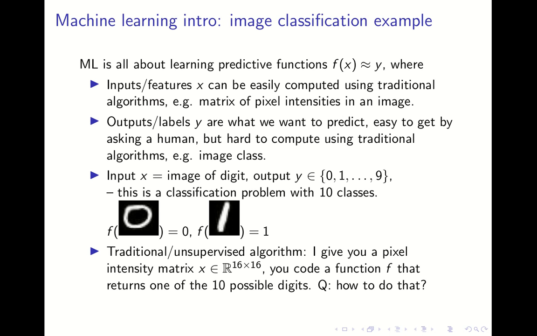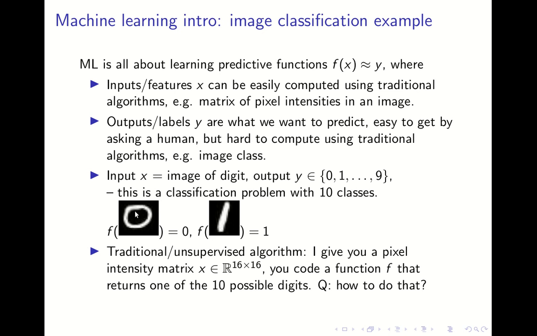A big success of machine learning in recent years has been in problems like image classification, where we are trying to learn a predictive function, f of x, to approximate y. In the image classification example, we want to learn a function f which takes an image of a digit. You can think of this as a matrix of pixel intensity values, where the black values are the low values and the white values are the high values. It's just a matrix of real numbers, and we want a function that takes one of these matrices as input and outputs a class integer value that tells us what digit is in that image.